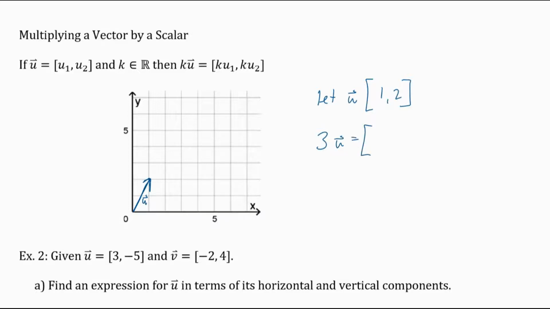Well, if this was a distance of 1, I'm going to triple that. So 1, 2, 3. So instead I'm going to go this far. And this was a distance of 2, so I'm going to triple that, and instead I'm going to go 6. So I end up going 3, 6, and this is my resultant vector. So again, very intuitive, very straightforward. I just multiply my constant, in this case 3, by each component.